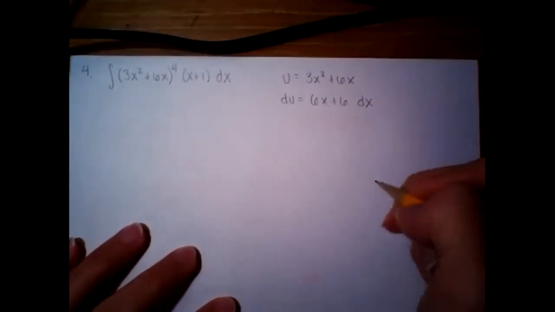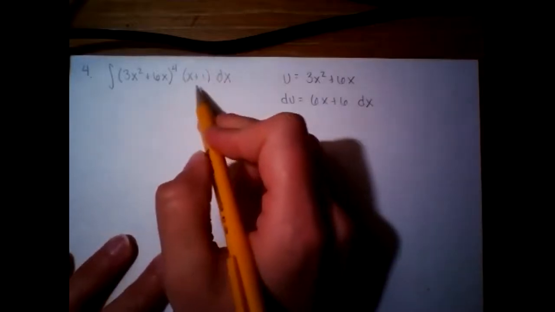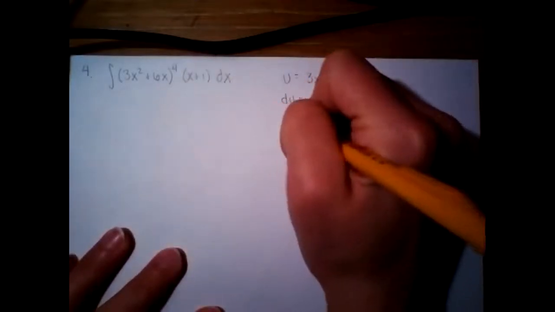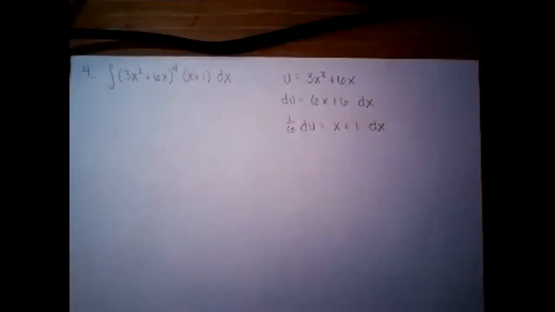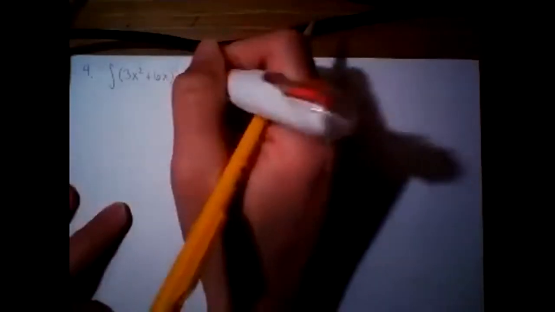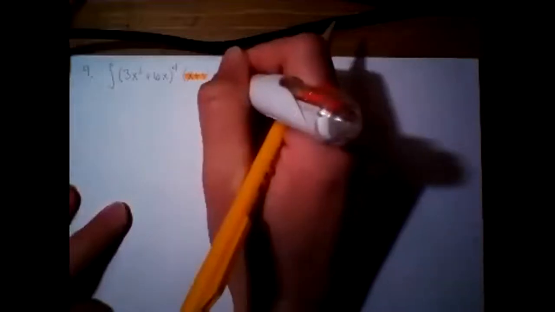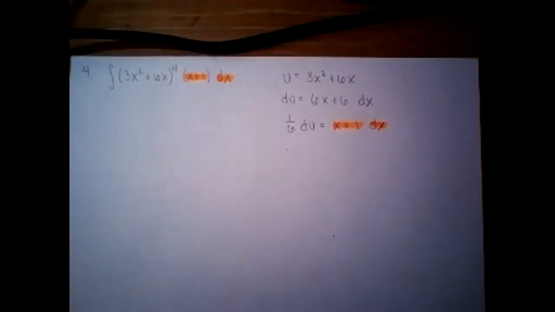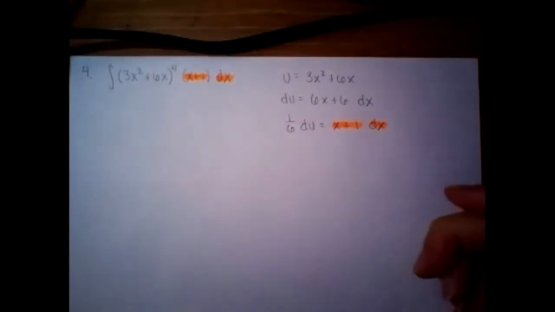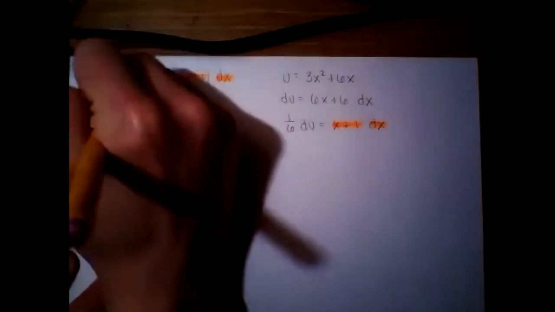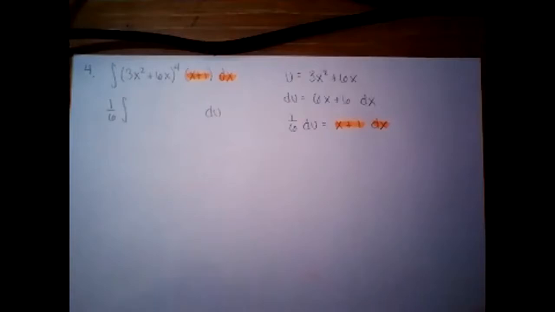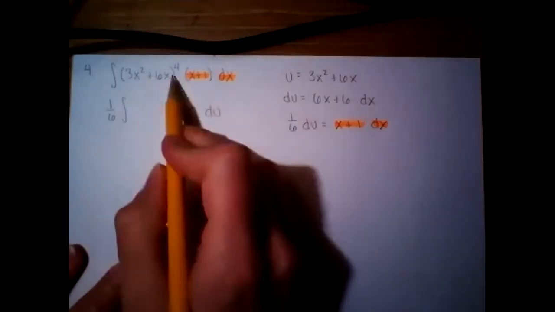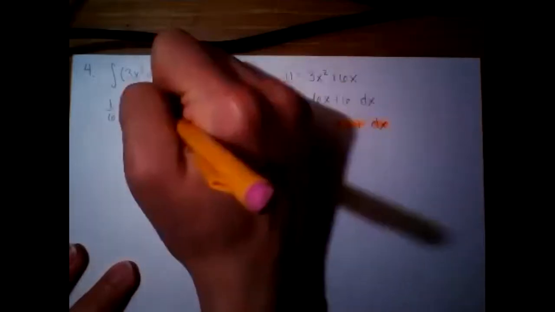And then we're looking for that in the problem somewhere, which it is right here. I just need to divide by 6. So it's going to be 1/6 du equals x plus 1 dx. So the x plus 1 and the dx are getting substituted out. In their place, we're putting 1/6 du. So 1/6 goes out front, du is at the end, and whatever we didn't highlight is still there, and it is this stuff to the fourth, so u to the fourth.